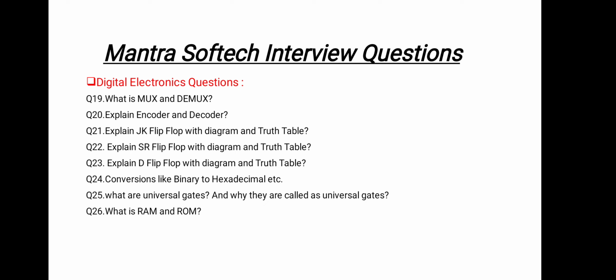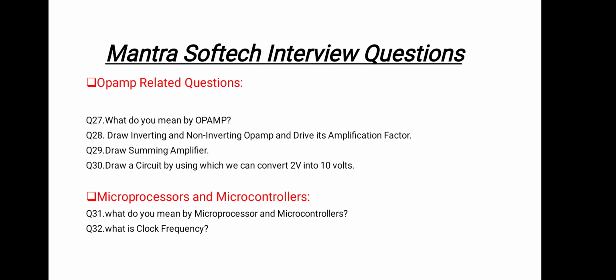Then they asked what is a universal gate. As we all know, NAND gate and NOR gate are universal gates, so why are they called universal? Yeah, this kind of question. Then RAM and ROM. Then op-amp related questions: what is an op-amp, inverting and non-inverting op-amp, and summing amplifier. They asked me to draw the diagram of a summing amplifier, and asked whether it is possible to do attenuation using an amplifier circuit. They also asked a simple numerical, like how to convert 2 volts into 10 volts, which we can do using an amplifier.